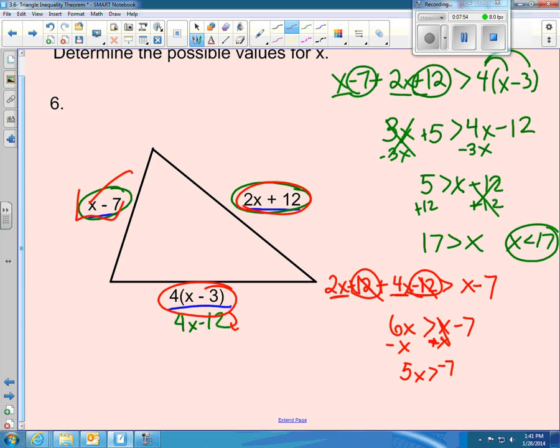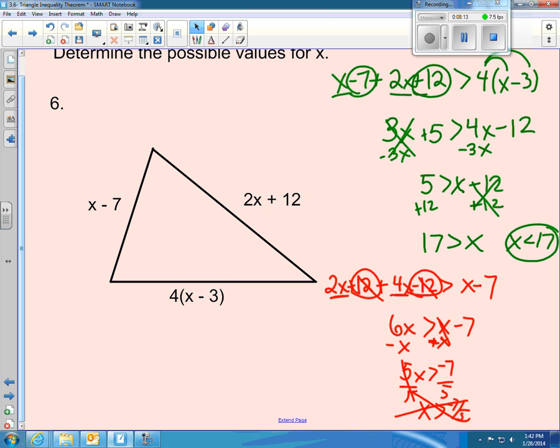So we get 5x is greater than negative 7. And then this should kind of bring a little red flag to you. We're going to divide by 5. What do we notice? We have a negative 7/5. Can we have a negative distance for a side? We can't.